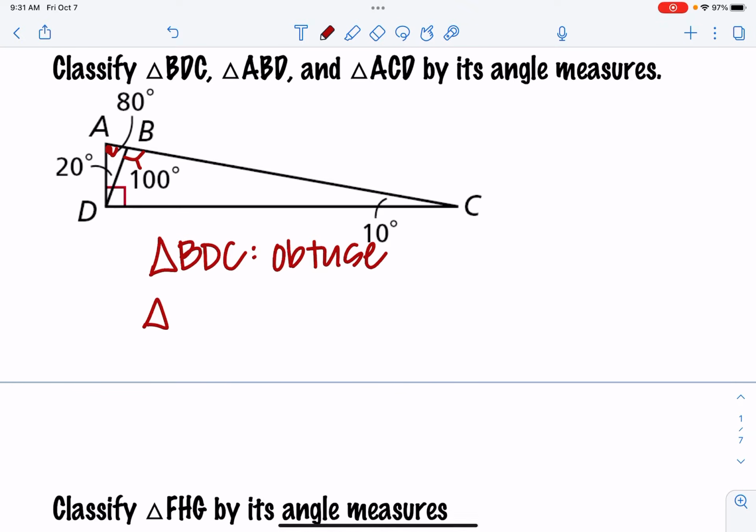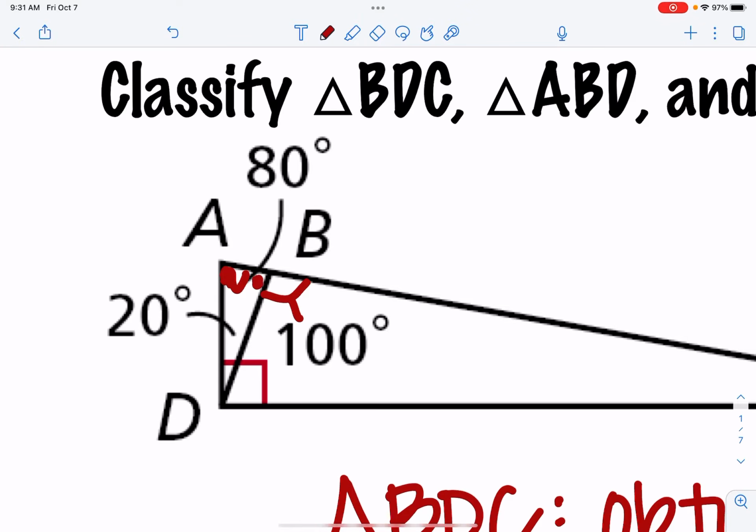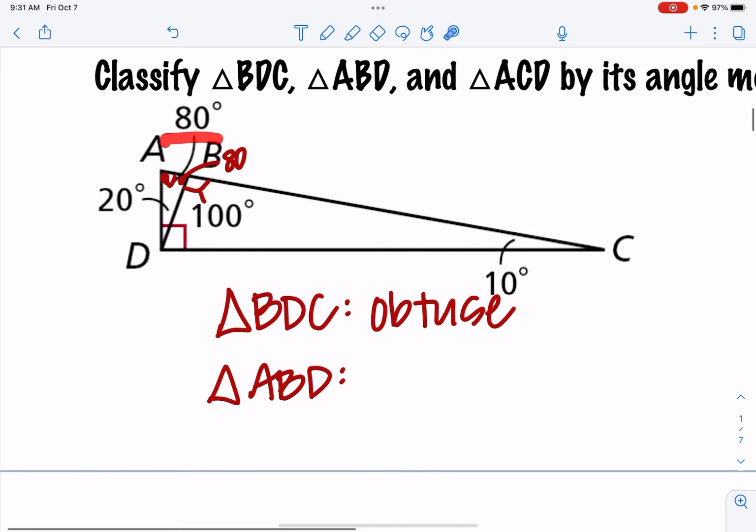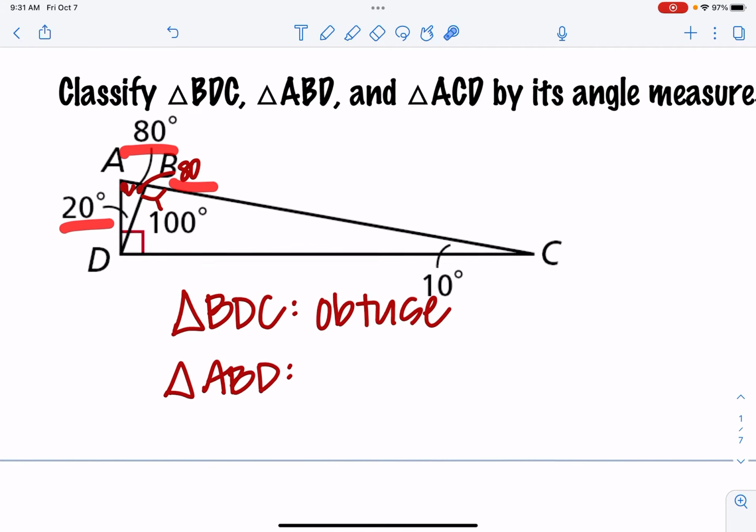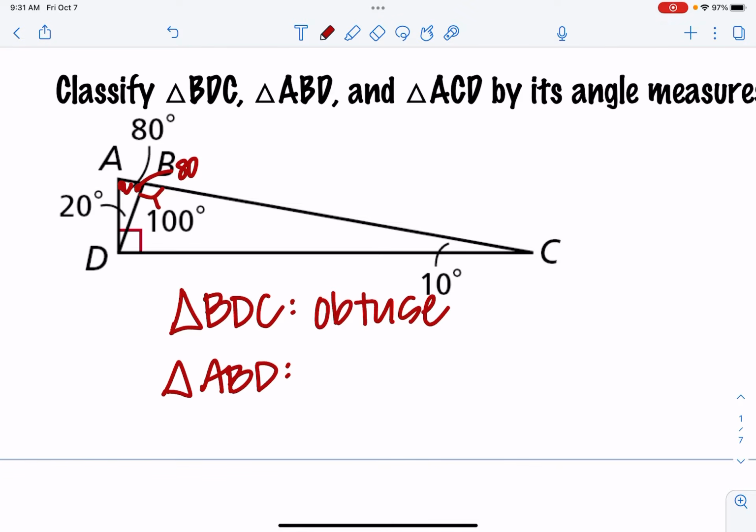It just takes 1 obtuse angle to make it that way. Then you have triangle ABD. So ABD is this triangle here. So you have an 80-degree angle, a 20-degree angle, and then we also know that this angle, if you really zoom in, this angle right here next to the 100, that's going to also be 80 degrees because, again, we're on a straight line, so 80 and 100 make 180. So all 3 of those angles, 80, 80, and 20, are acute. So this is an acute triangle.